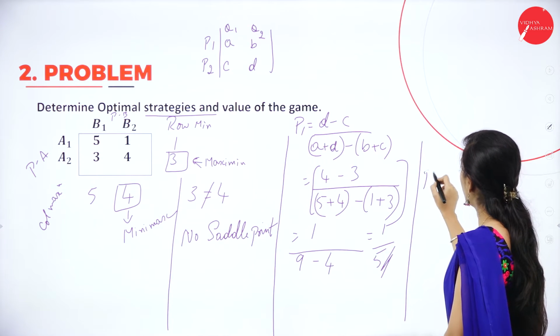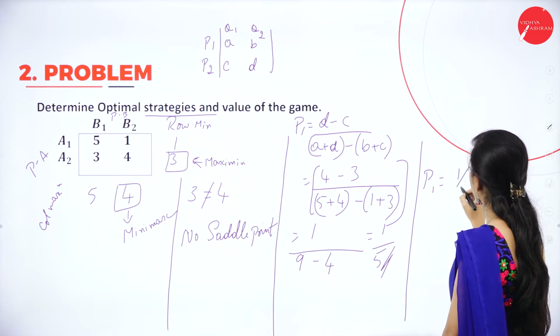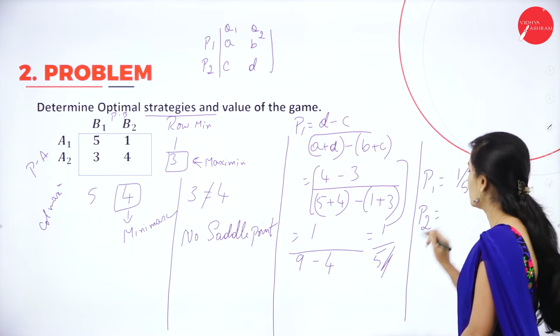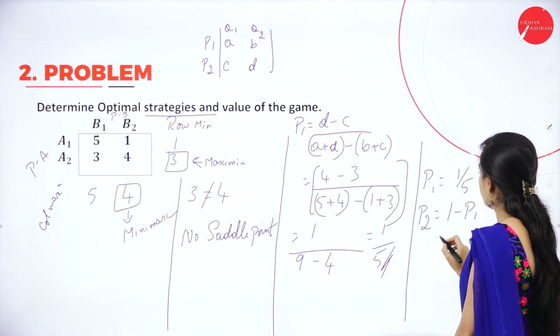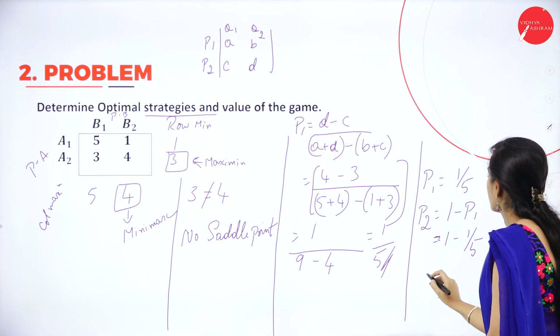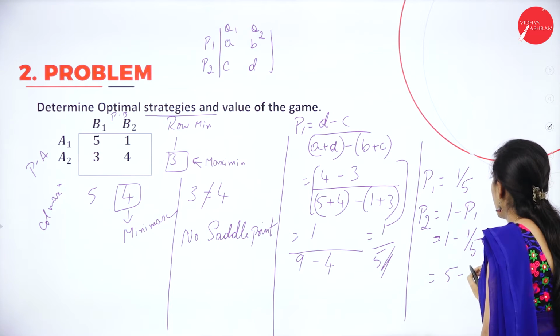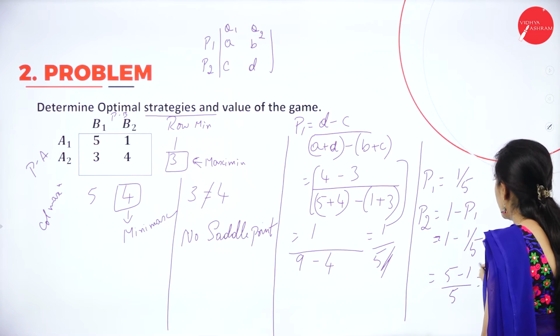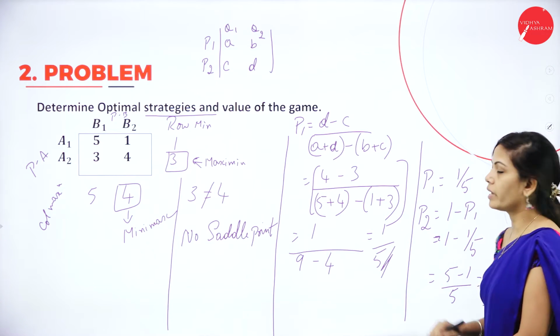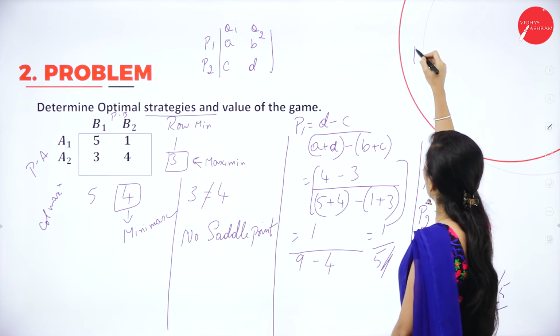So we got the value of P1. P1 is equal to 1 by 5. What is P2? P2 means 1 minus P1, which is 1 minus 1 by 5. It is 5 minus 1 by 5. Take the LCM. It is 4 by 5. So P2 is equal to 4 by 5, and P1 is equal to 1 by 5.